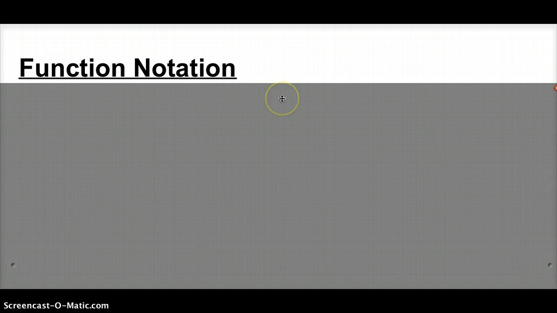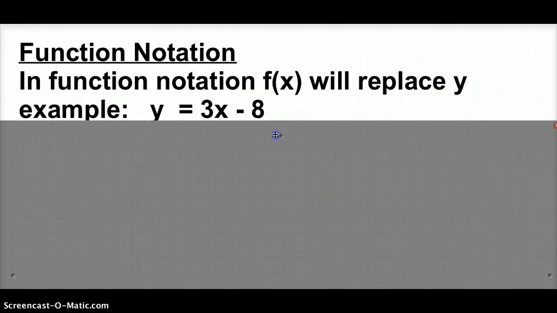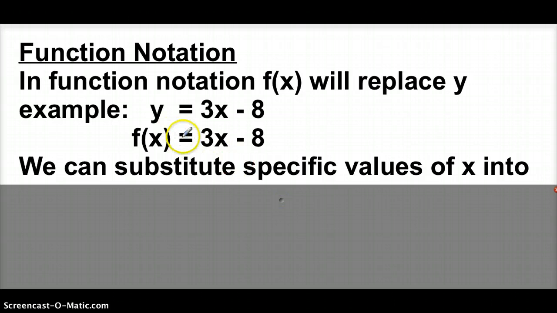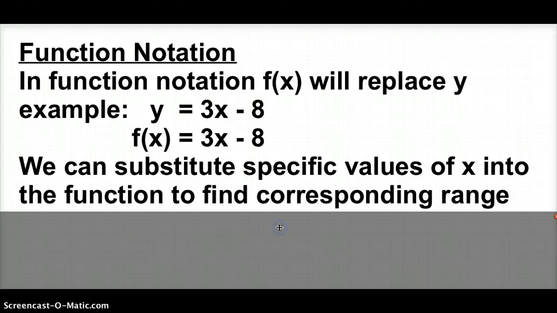Function notation, and this will help us with our second learning target of evaluating functions. Basically in function notation, f of x will replace y. So in this example we have the equation first, y equals 3x minus 8. Since y is a function of x, in other words, as x changes, y will change as well, we can just replace y with f of x. And now we can substitute specific values of x into the function to find the corresponding range or y values.